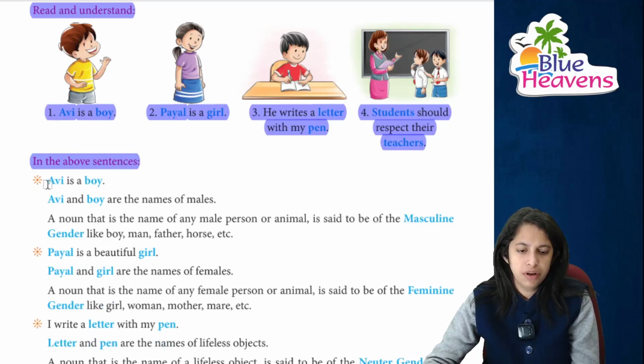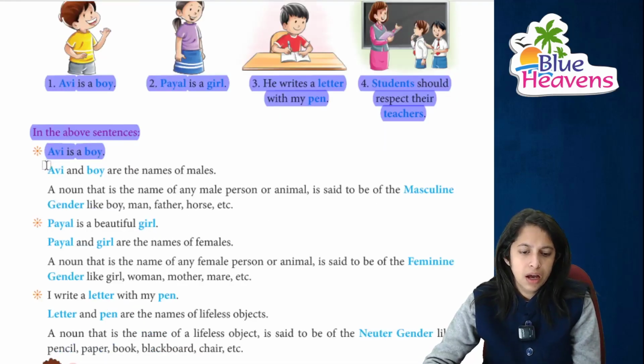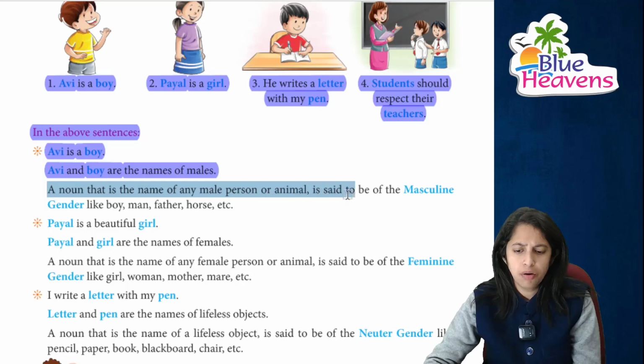And now in the above sentences, Avi is a boy, right? And Avi and boy, they are the names of males. Males का नाम है. So a noun that is the name of any male person or animal, of course, is known as the masculine gender, like boy, man, father, horse, etc.